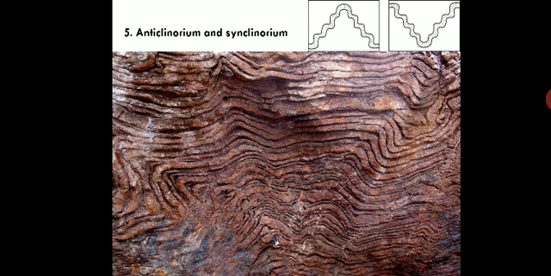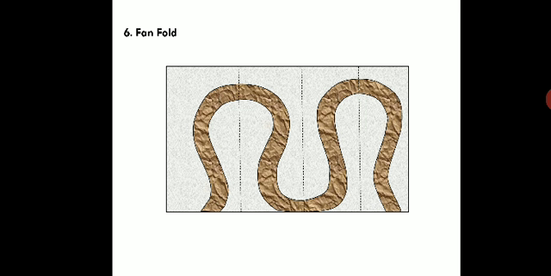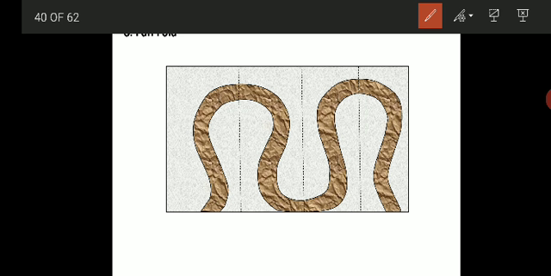So here also you can see, all these folds we have to describe with the figure if it is asked in the exam. The next is fan fold. Usually in an anticline fold the two limbs dip away from each other, but here they are dipping towards each other, and in syncline they dip away from each other.